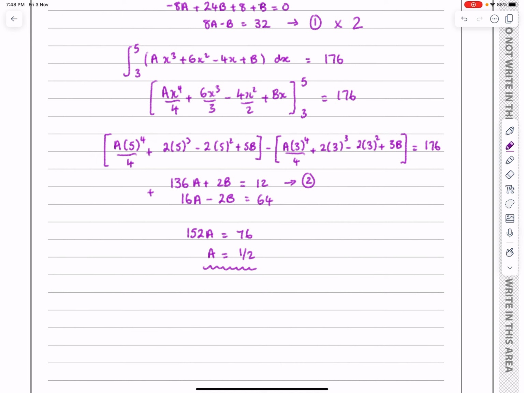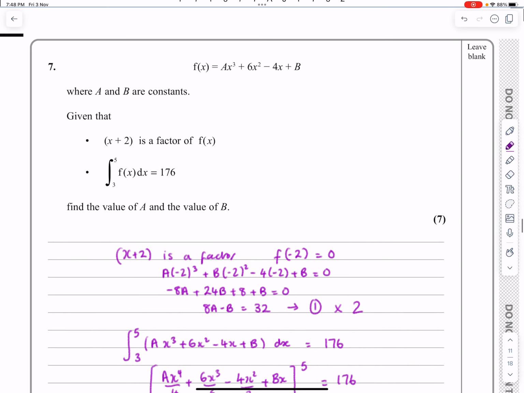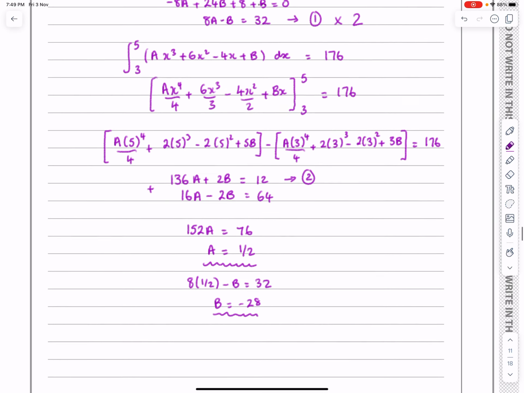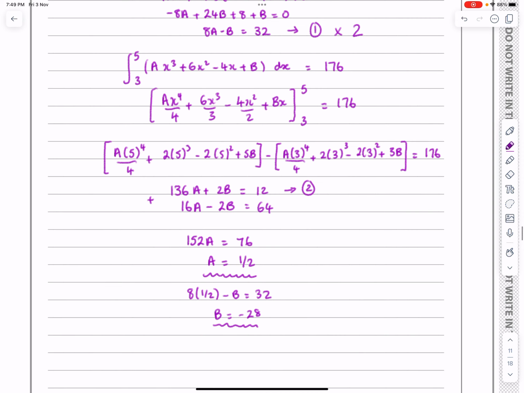And then 8a minus b equals 32, remember. So 8 lots of a half minus b equals 32. Leads to b working out to be equal to -28. So if we go back to the question, it just says find the values of a and b. I've done that. I don't need to do any more information other than that. Okay, hopefully that makes sense.